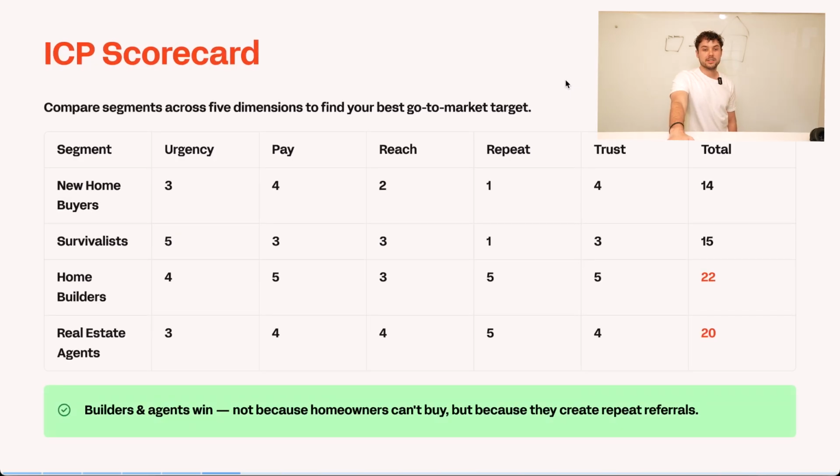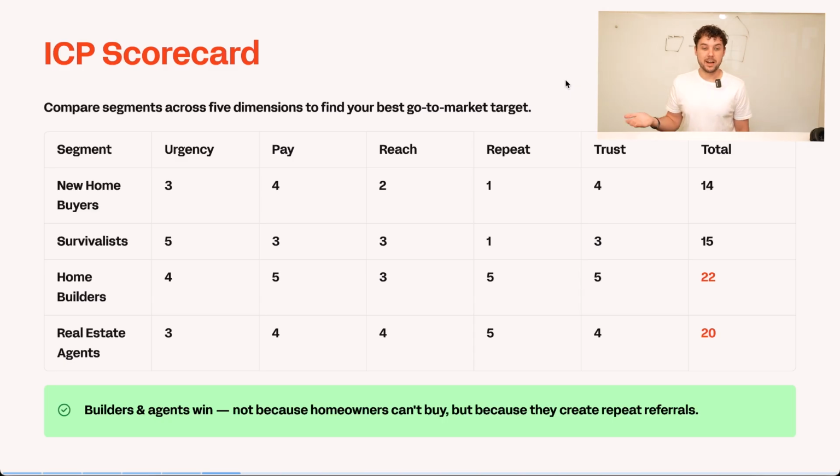And a good way to go through this is to use a simple scorecard system based off of each one of these, okay? If we look at new home buyers, how urgently do they need a generator? Not that urgent because it's a nice to have. The power only goes out once a year. Is it really that big of a deal? But a survivalist who thinks that we're at World War III and at any moment China is going to nuke the power grid, they think they need a generator as soon as possible to protect their family. So there's a lot of urgency for a survivalist.